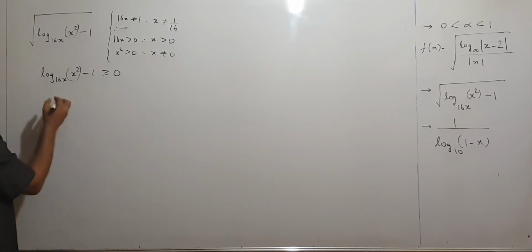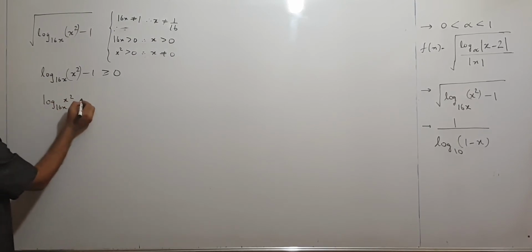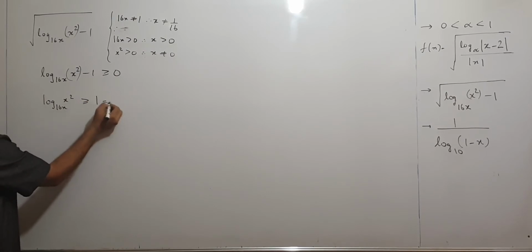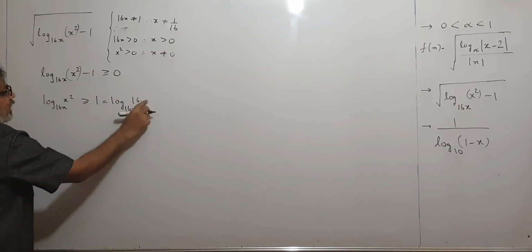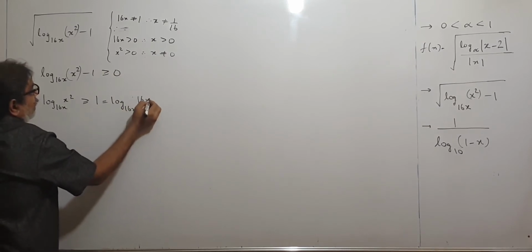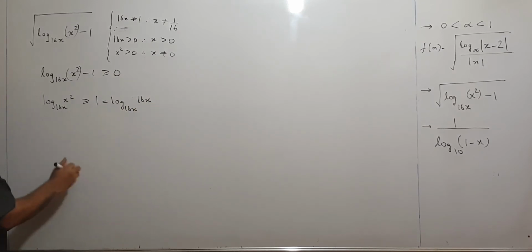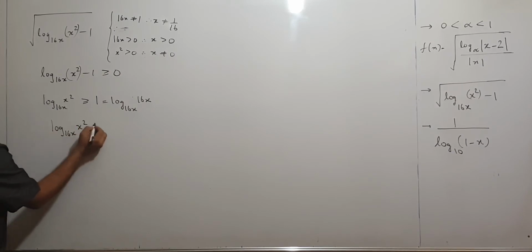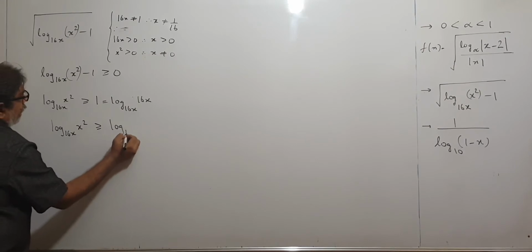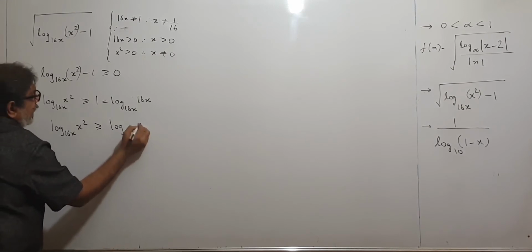Okay, now I come back to this. So this means log base 16x of x square greater than or equal to 1, and 1 means log of 16x to the base 16x. Can I write like this? So why am I writing base 16x? So that I can cancel off log. So I have log base 16x of x square greater than or equal to log base 16x of 16x.